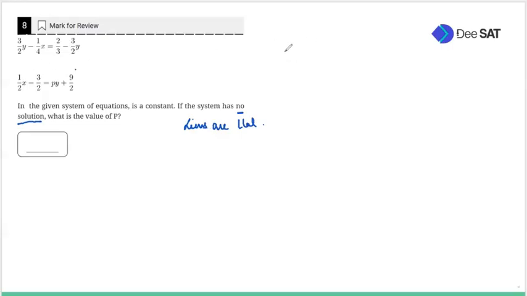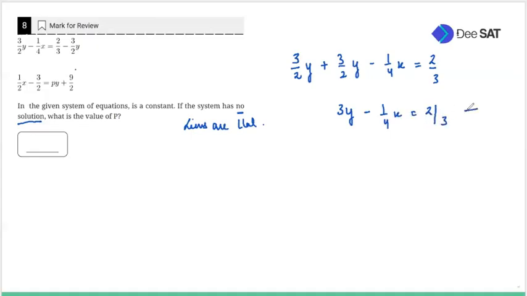First of all, I'm simplifying the equations. Once I simplify them, we'll look at the further things. So it says 3 by 2y. I'm taking negative of 3 by 2y to that side. So it will become plus 3 by 2y minus 1 by 4x is equivalent to 2 by 3, which further can be written as 3y minus 1 by 4x is equivalent to 2 by 3, which will be my equation number 1.